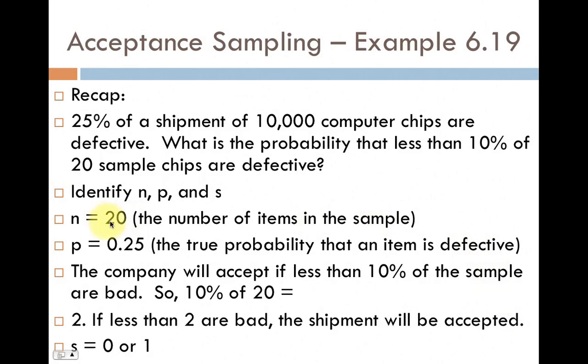So we have N, the number of things that are being sampled. P, the probability of success on a single trial. What's the probability that a single chip is defective? That's 0.25. And S, the number of successes, 0 successes or 1 success. We're going to add up the probability of 0 being defective plus the probability of 1 being defective. Okay, so let's go to our calculator.